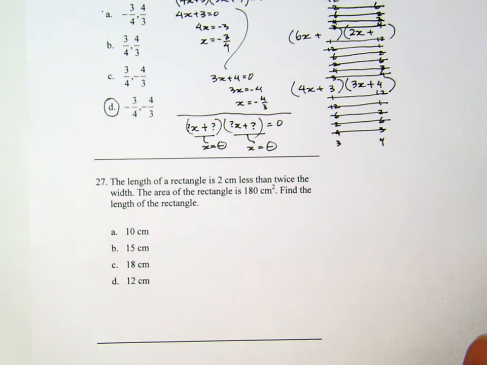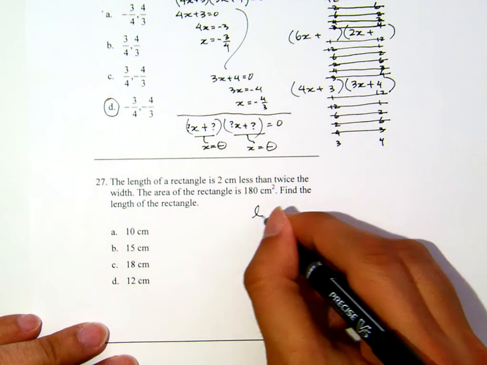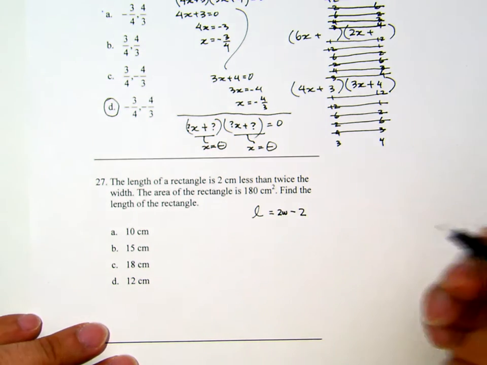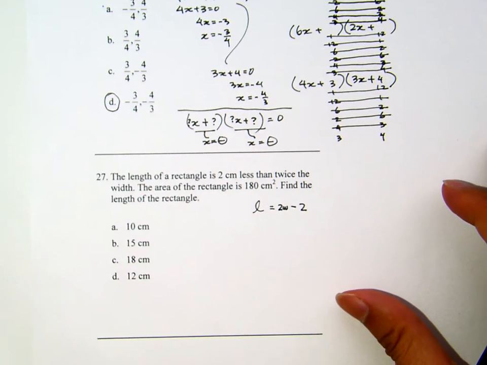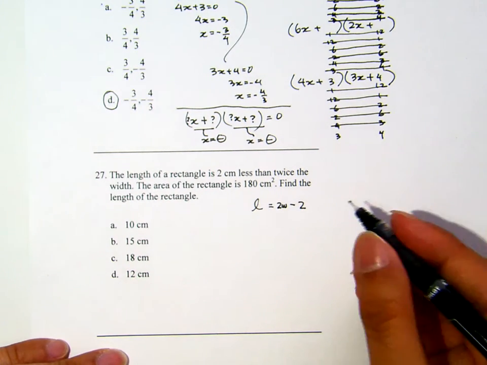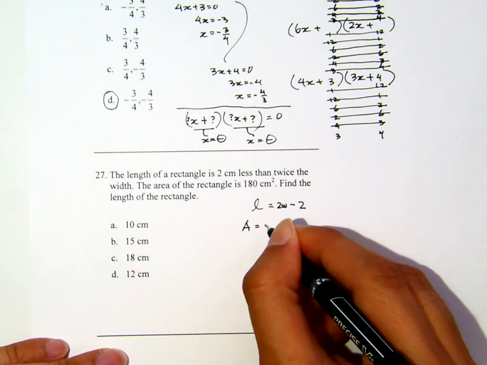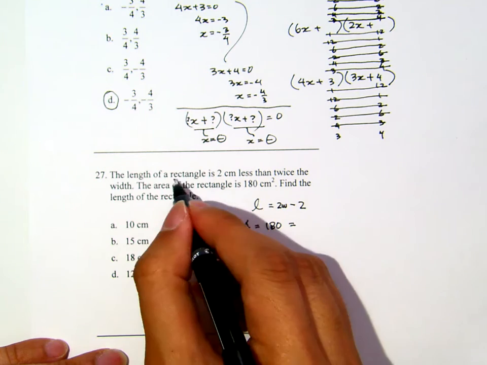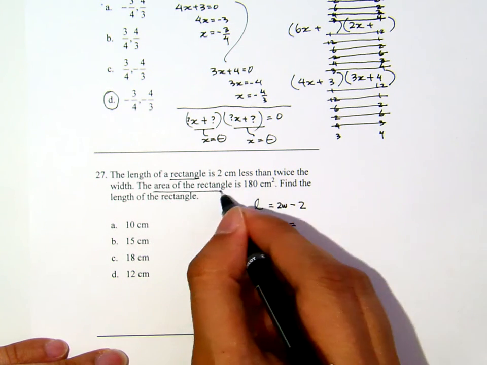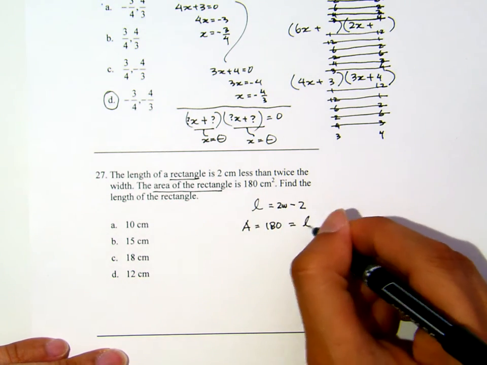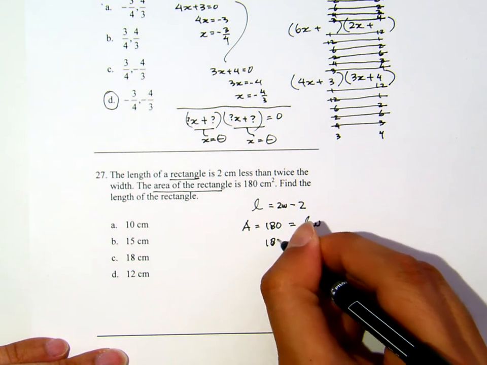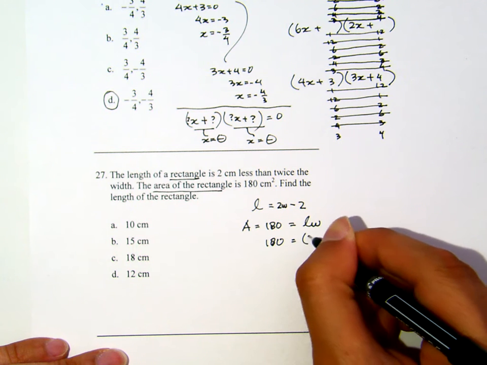Okay, number 26. The length of a rectangle is 2 centimeters less than twice the width. So the length is 2 less than twice the width. Now, the area of a rectangle is 180 centimeters squared. The area equals 180, and we know the area of a rectangle is length times width. Right? Now, we know that the length is twice the width minus 2.